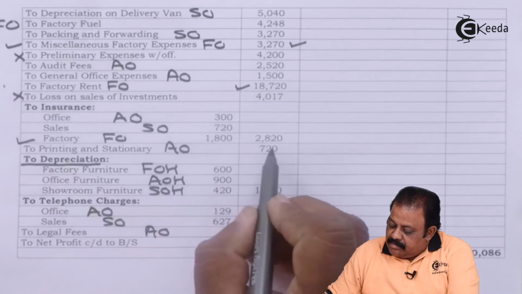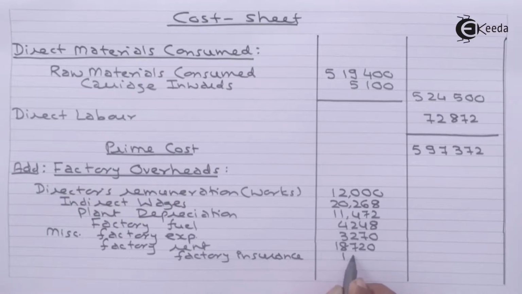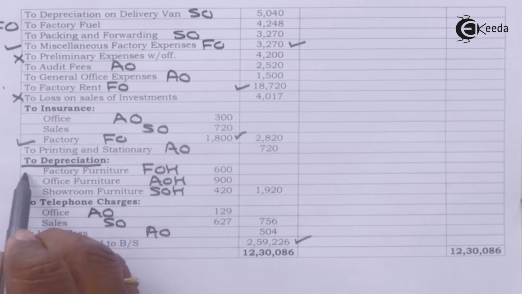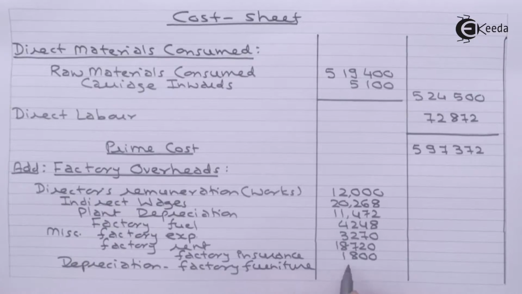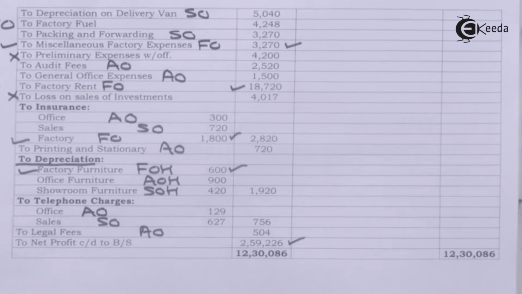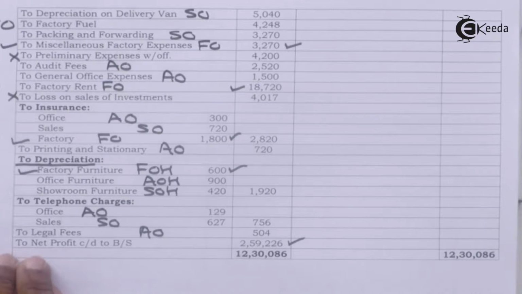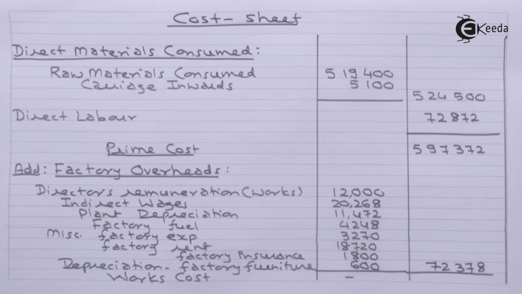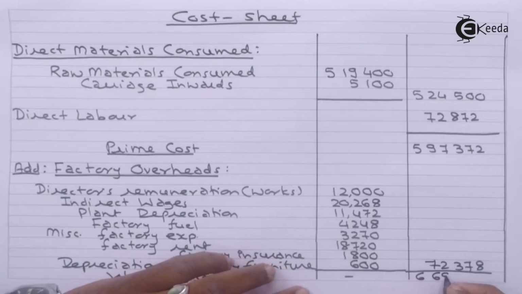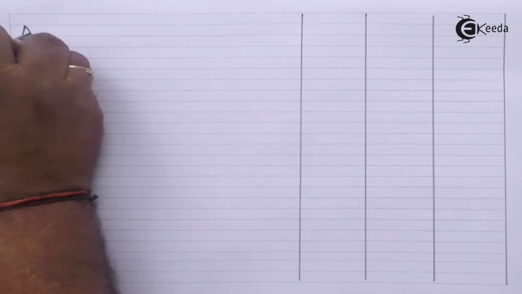Insurance of factory 1,800. Depreciation on factory furniture 600. So we have recorded all expenses relating to factory. So we can add that to arrive at amount of works cost. To works cost, we are required to add office and administration overheads.